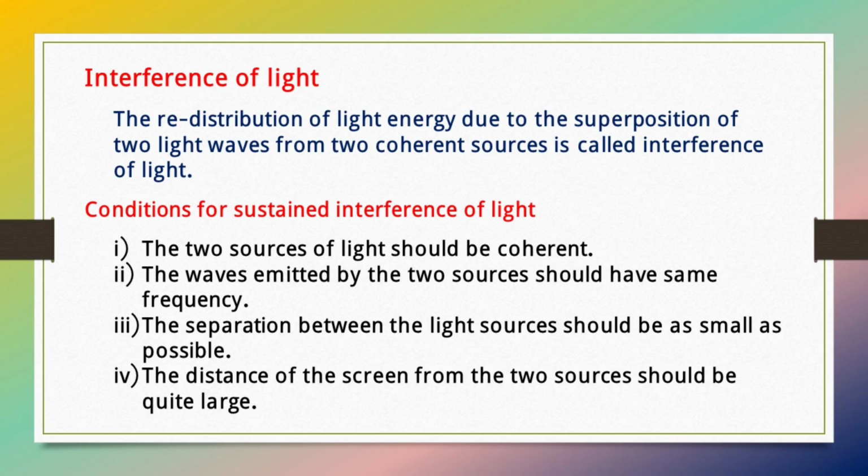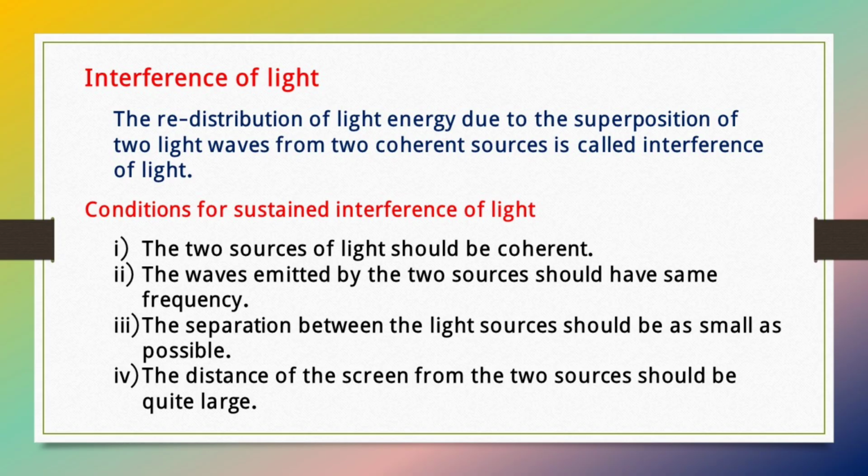Now in this slide, we get to know about interference of light. So what is interference of light? The redistribution of light energy due to the superposition of two light waves from two coherent sources is called interference of light. Conditions for sustained interference of light.